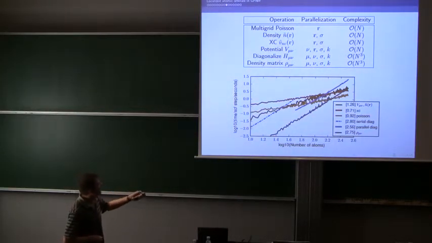If we look at how it overall scales as a function of system size, here we have some tests on gold clusters, and we can see that these different operations scale with various powers indicated here, which are more or less close to what I claim. So there are all the grid-based operations, which are mostly linear, and then we have the linear algebra operations, which tend to overtake after a while.